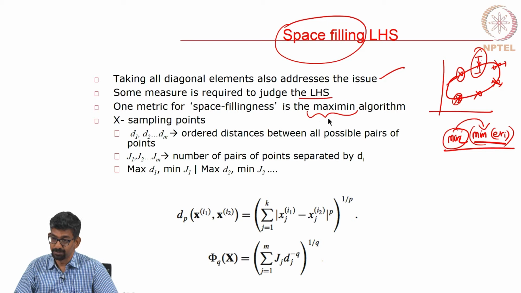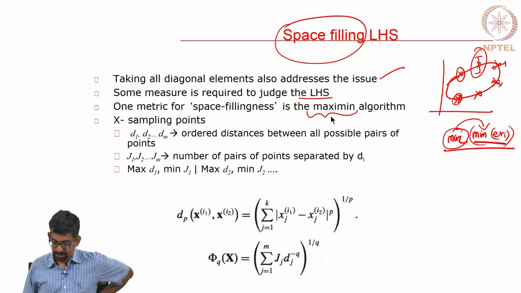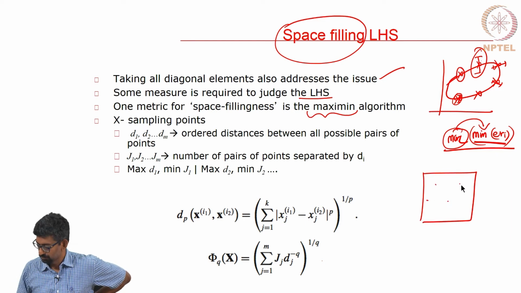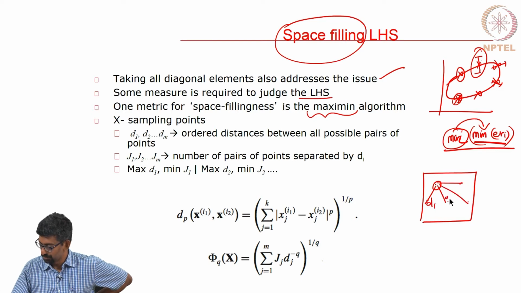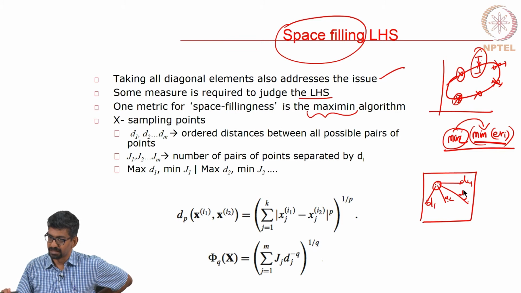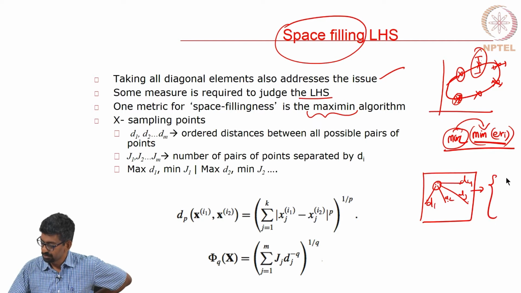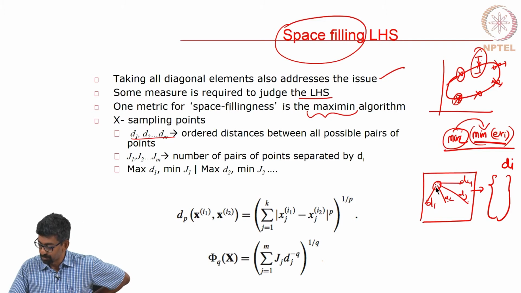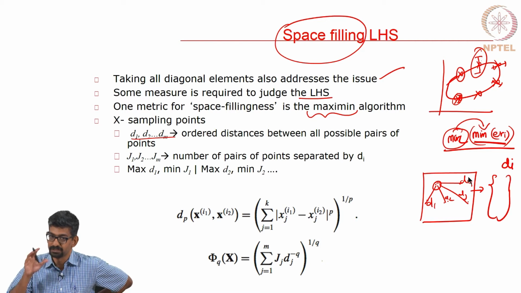So, the max-min algorithm for sampling, what does it say? Just be with me, we will take a break soon. There are multiple points here. I take one point, I find the distances d1, d2, d3, d4. It is not done that way, but I am just saying. Then what I do is I go back, give them into a D array and then I sort them. D1 to DM are the ordered distances between all possible pairs of points. So, all possible pairs, this point, this point, this point, that is D1.